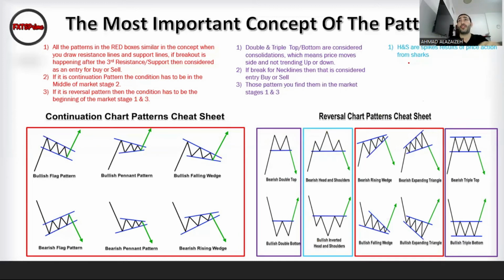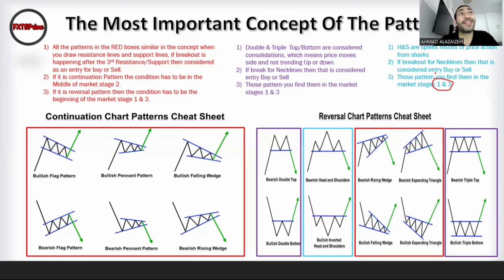So after that, the head and shoulder pattern. The head and shoulder patterns are spikes, a result of action from big shocks. If a breakout of the neckline happens, then we consider this a buy or sell. Those patterns you can find in market stage 1 and market stage 3.